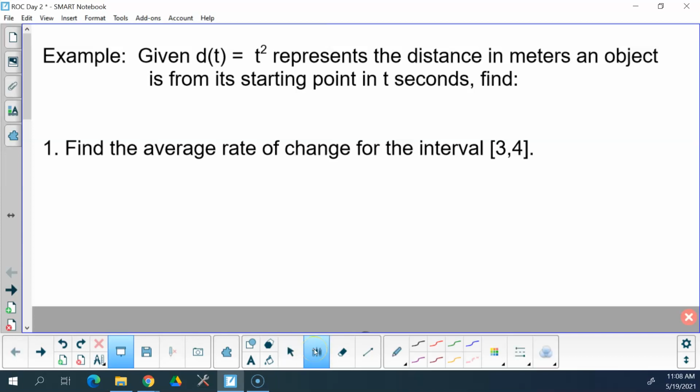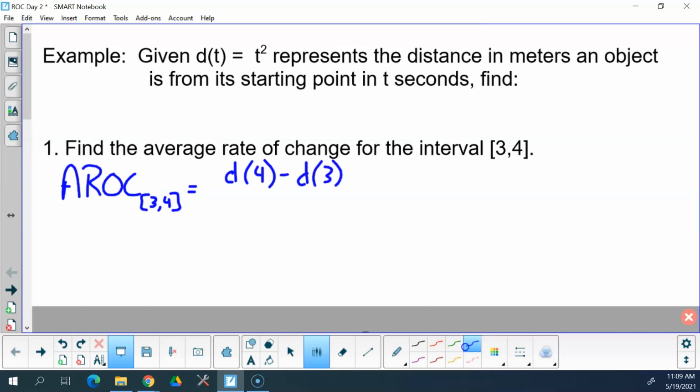So from yesterday, we learned that the average rate of change, the AROC, is equal to how far an object is. AROC from 3 to 4 is going to be d of 4 minus d of 3, so how far away the object is from the start at 4 seconds minus how far the object was away at 3 seconds, all divided by 4 minus 3, which is the time frame that we're talking about.